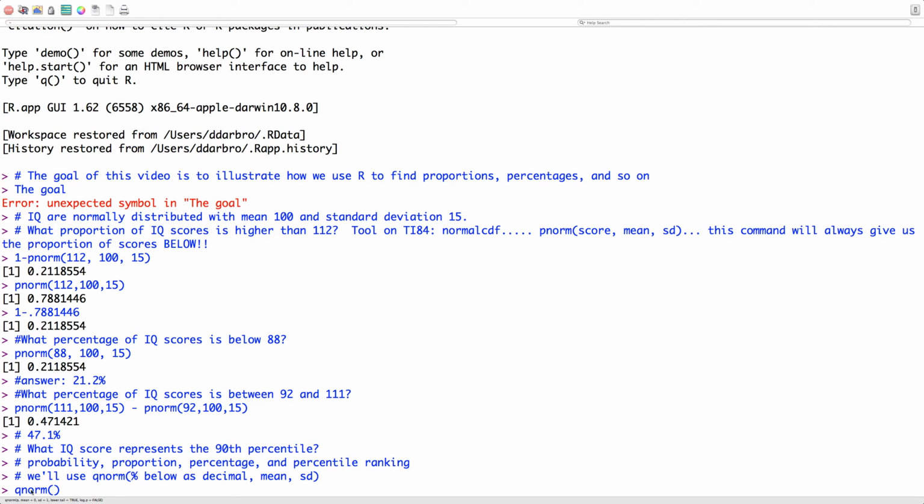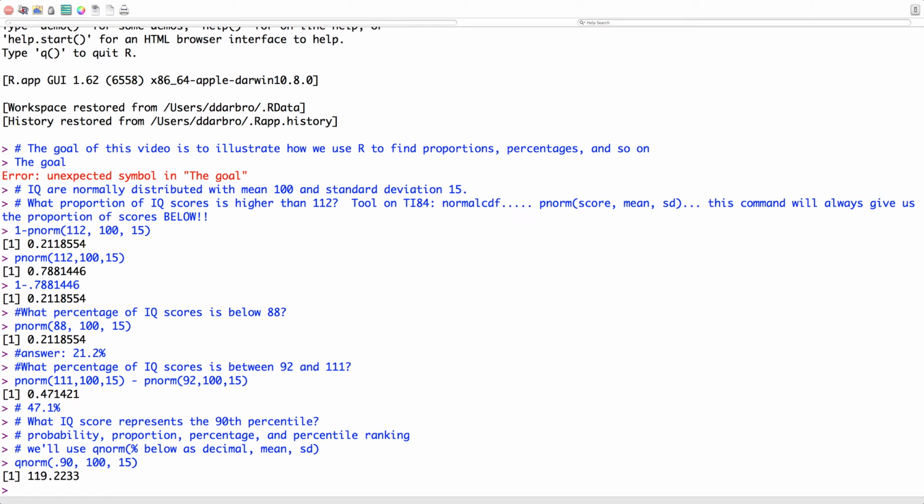Percent below. Well guys, if we need something at the 90th percentile, that indicates we've got 90% below, as a decimal 0.90. The mean is 100, standard deviation is 15. So guys, if you have an IQ of 119.2233, you are at the 90th percentile for all IQ scores. All right, gang.